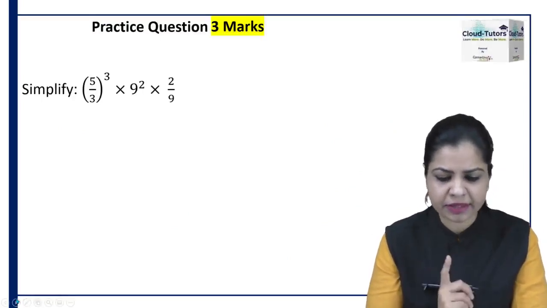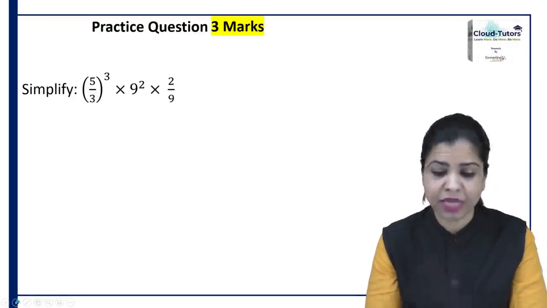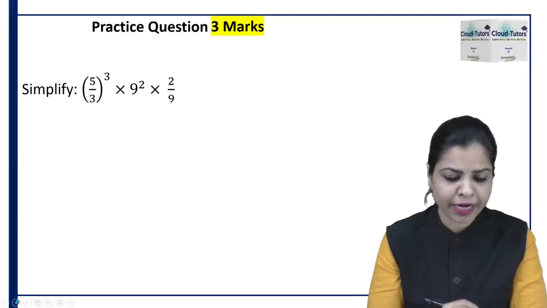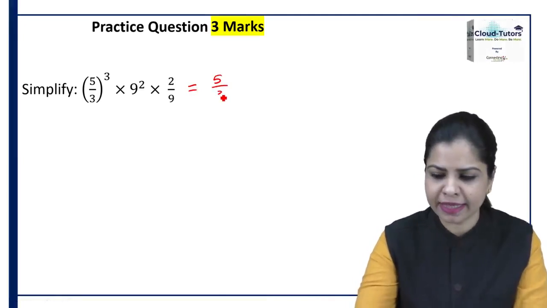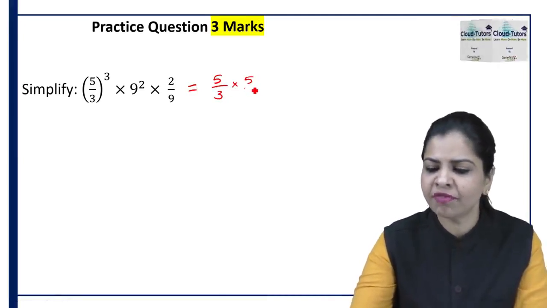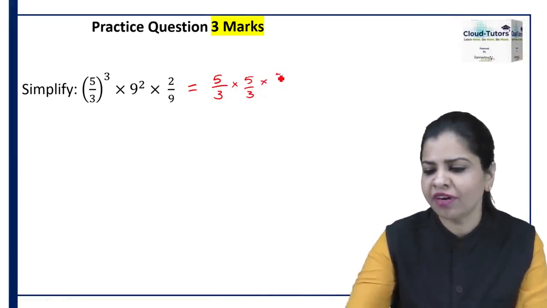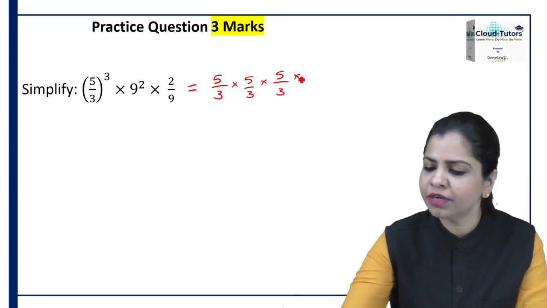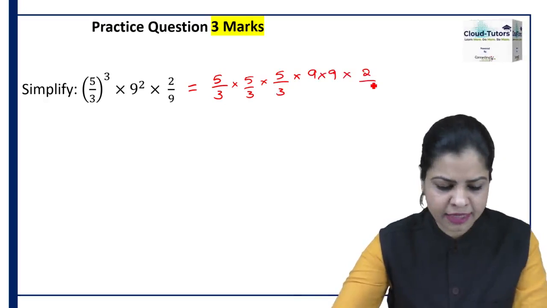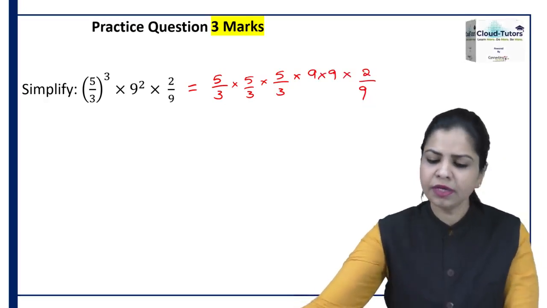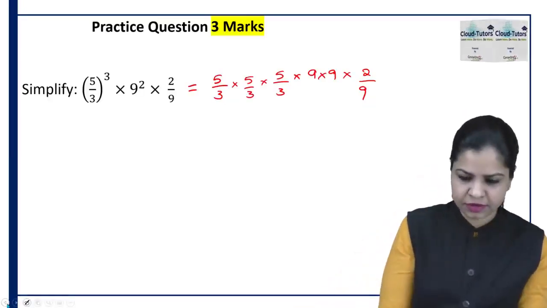Simplify (5/3)^3 times 9^2 times (2/9)^... 2 to the power of 9. This can be written as 5 by 3 into 5 by 3 into 5 by 3 into 9 into 9 into 2 by 9. So I can simplify this.